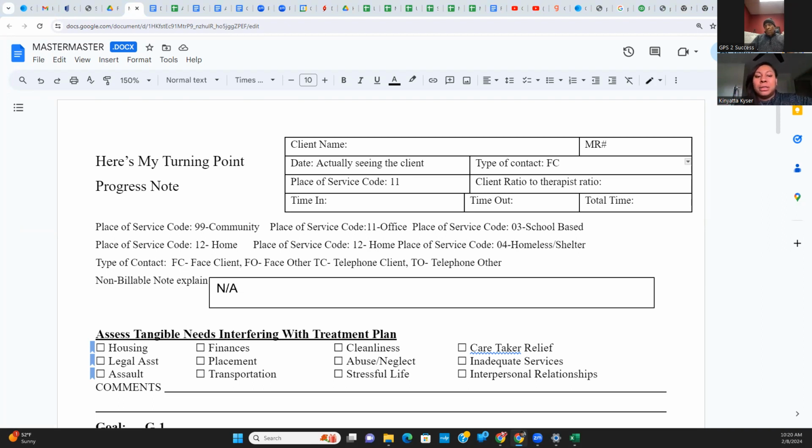Face other, it could be you doing stuff on behalf of the client. Like say you're out in the community getting them resources to help them with job opportunities, life skills, any of that. That would be face other. TC is telephone client. So if you're doing stuff on their behalf, and they're actually on the phone, you would use that. TO, telephone other. Say you had to talk to their parole officer, their pastor, people that have a release of information that you could speak about their individual case.